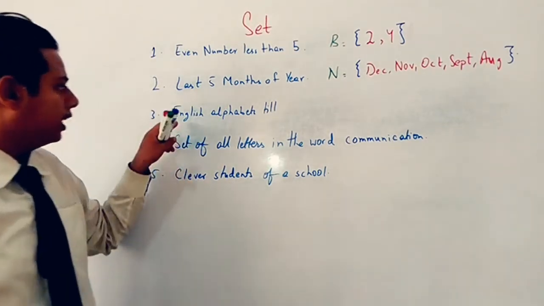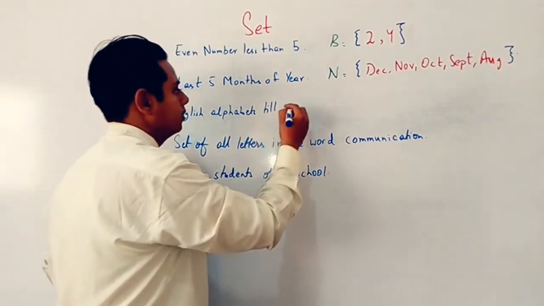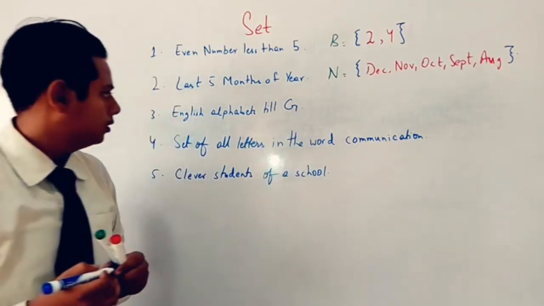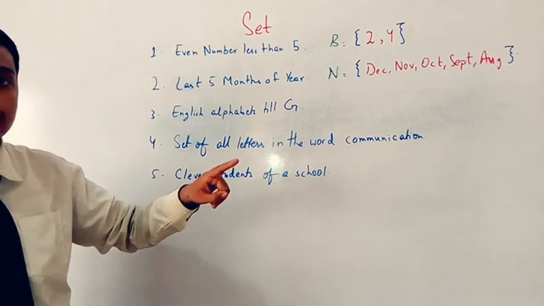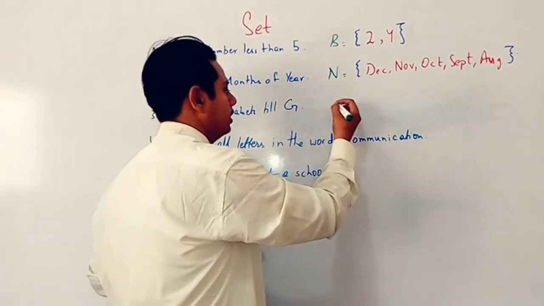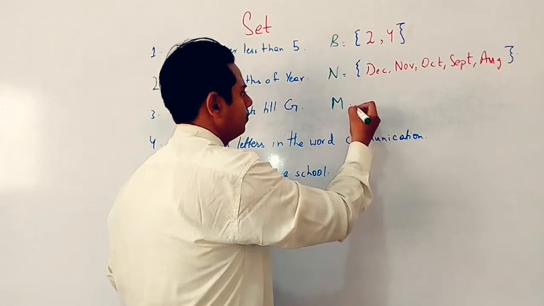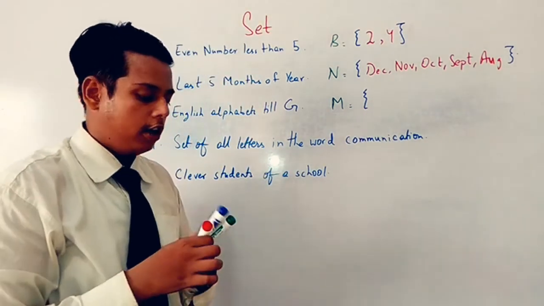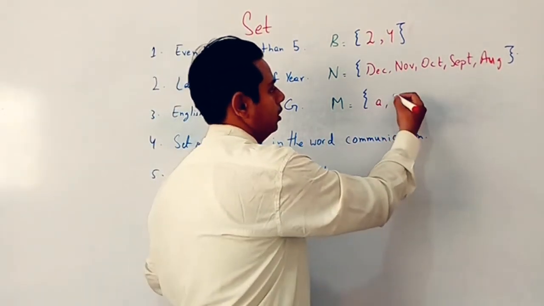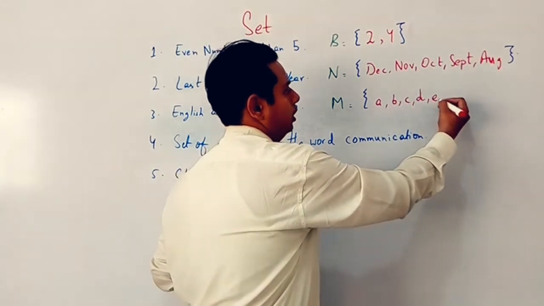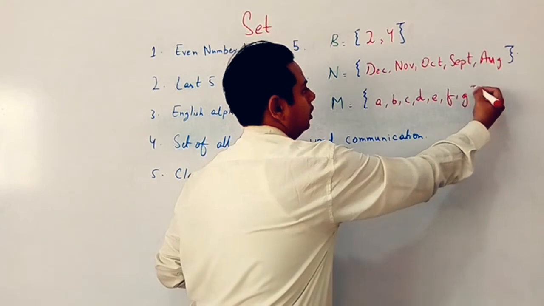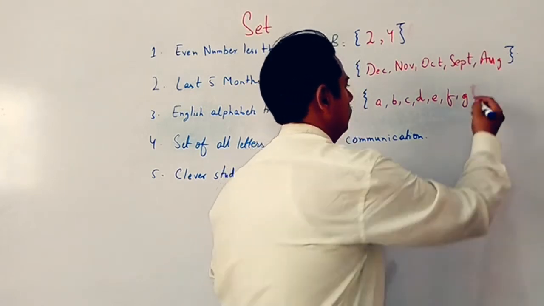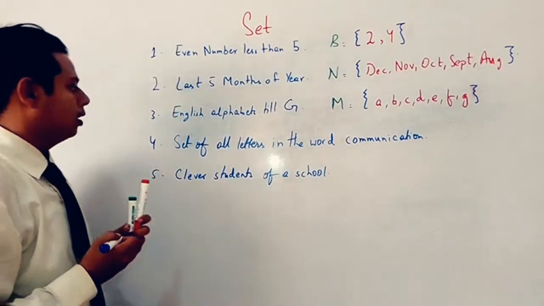Fine. Come to the next one. English alphabets till G. हमने अब इंग्लिश अल्फाबेट्स कहा तक G. First of all, I have to denote the set over there, which is M. Now I will start writing the alphabets: A, B, C, D, E, F, and G. Here it will end up over here.